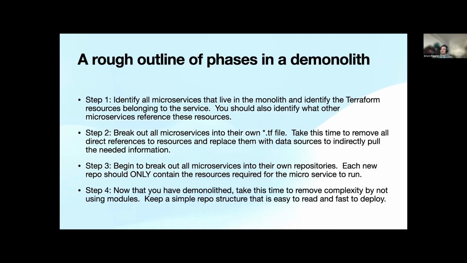And finally, step 4, you should be demonolithed at this point. So I would take this time to remove additional complexity in the repo by not using modules. Keep a simple repo structure that's easy to read and fast to deploy.